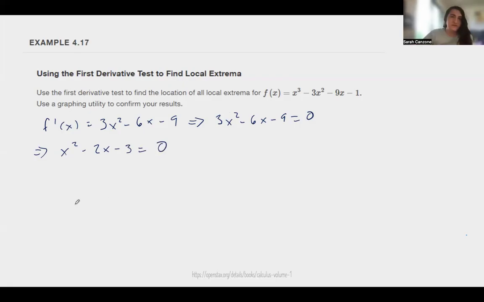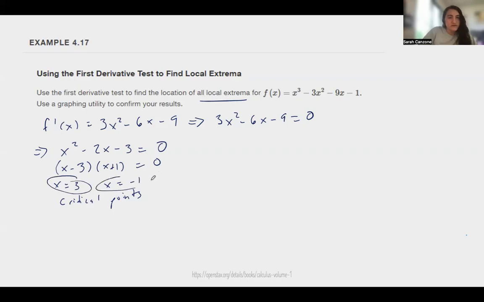Now we can factor this using our regular technique. I need two numbers that multiply to negative 3 and add to negative 2. So I can do x minus 3 times x plus 1 equals 0. What we get is that x equals 3 and x equals negative 1 are our two critical points. We're looking for local extrema, so we're looking to find if they're maximums or minimums.